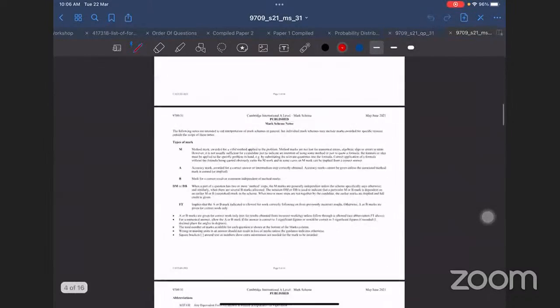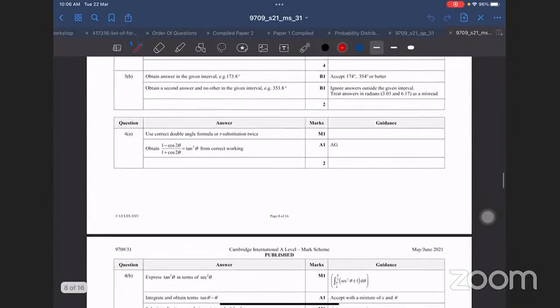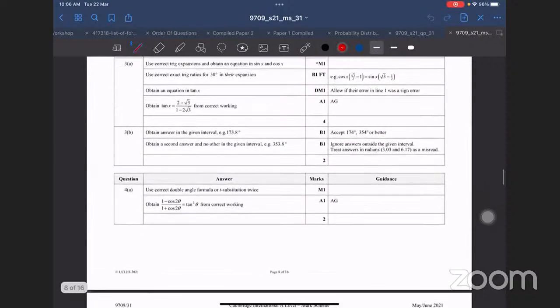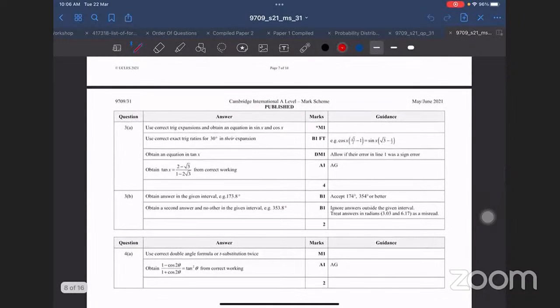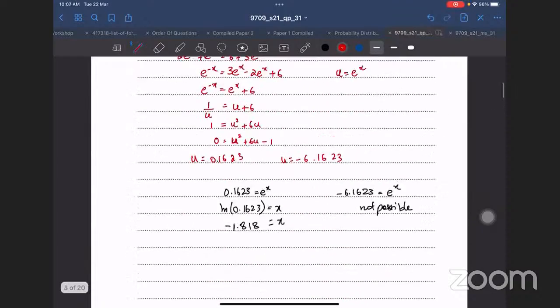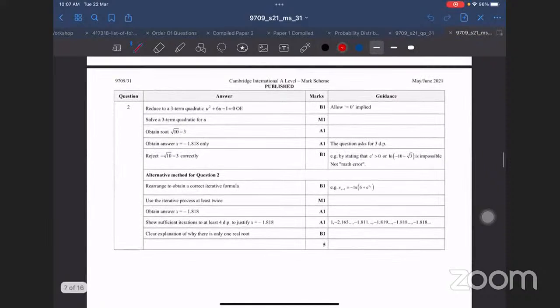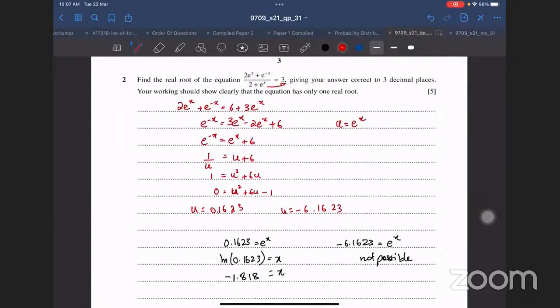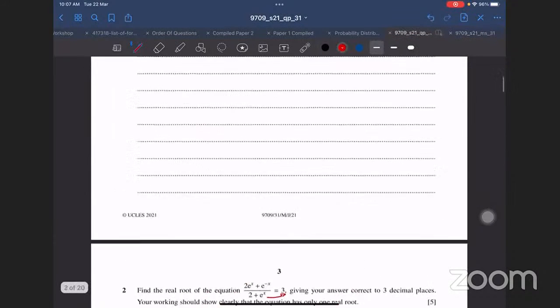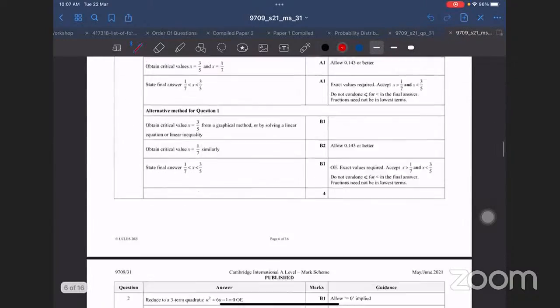Let's quickly check our answers for question number 3, and then we'll go backwards from there to see if we've done all of it correctly. Yes, these answers are correct. Let's verify question 2 as well. That's also correct. And question number 1 is also correct.